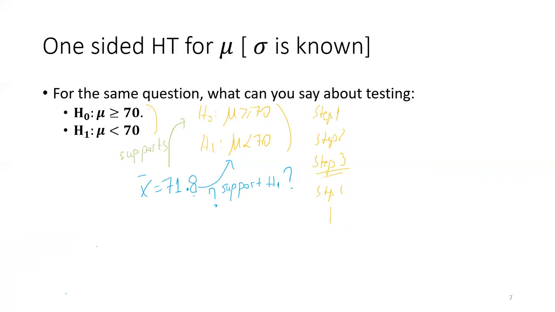So if you have data which supports the null hypothesis, then there is no need to make the test, because you cannot reject the null hypothesis when your evidence is already supporting it. So if your observed x bar, your observed random variable, supports the null hypothesis, then there is no need to make the hypothesis test.